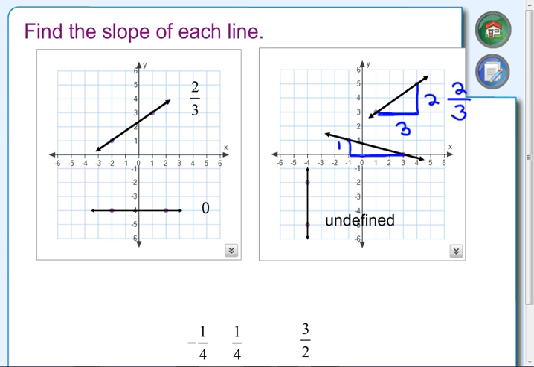This is 1. Now, that's going down 1, and this is going to the right 4. It's -1/4. If I start here at this point, I would be going -4, but then I'd be going up 1. No, 1 over -4. The vertical goes in the numerator, the horizontal goes in the denominator.